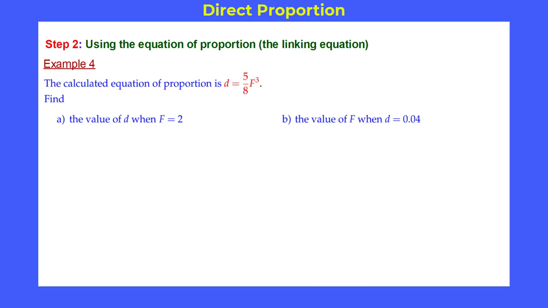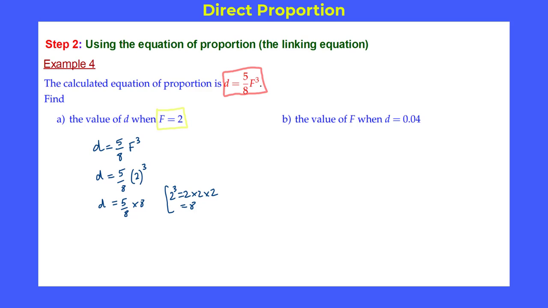And our final example, this time, D is equal to 5/8 of F cubed. So we write that down first of all. And the question tells us to find D when F equals 2. So we replace the value of F with 2. So D is equal to 5/8 times 2 cubed. So it's 5/8 times 8 because 2 cubed is 2 times 2 times 2, which is 8. And 5/8 of 8 actually is 5. So D equals 5.